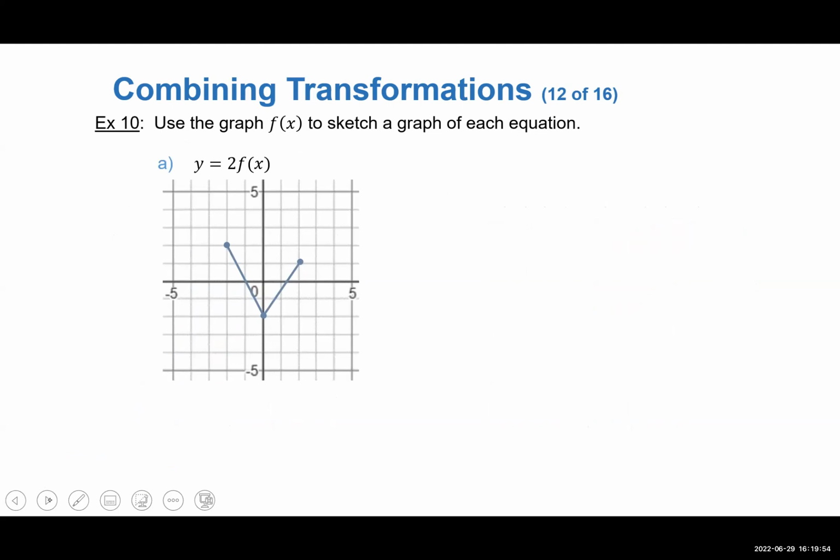Okay. Example 10 says, how about we take this entire function and multiply it by 2? We know that means it's going to stretch this function by a factor of 2. The original point was 2, 2. Our new point will be 2, 4. This point was 0, -2. The new point will be 0, -4. This point was 2, 1. The new point will be 2, 2. So you basically take that y value and multiply it by 2.